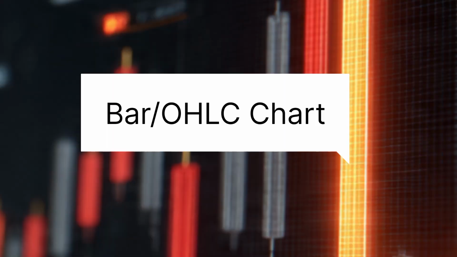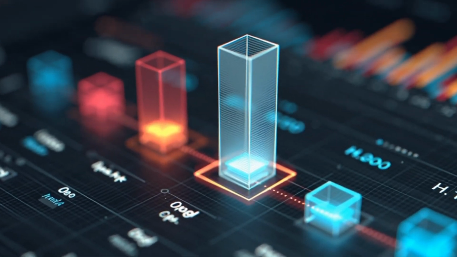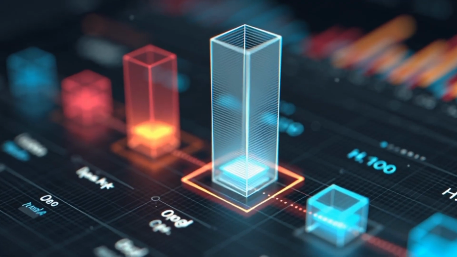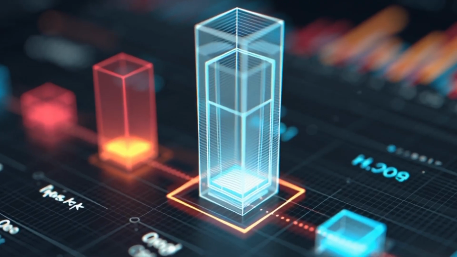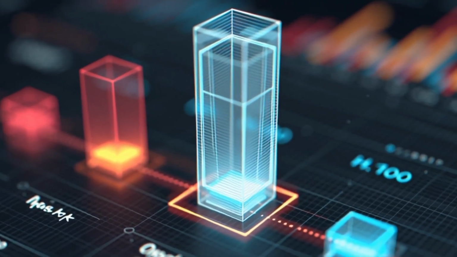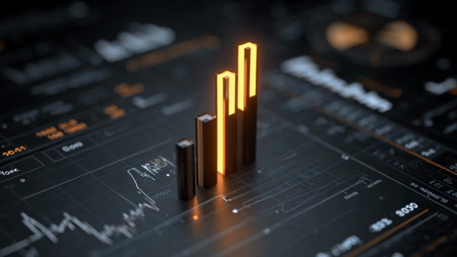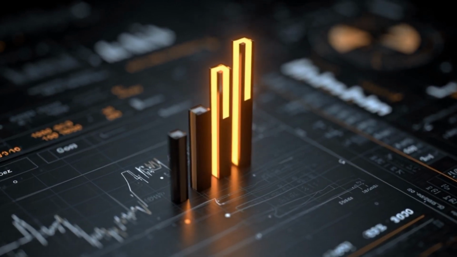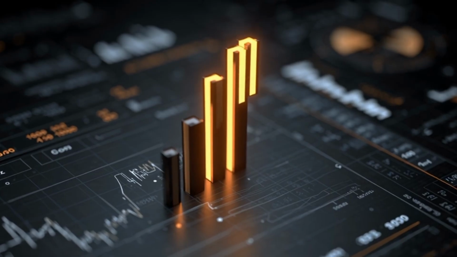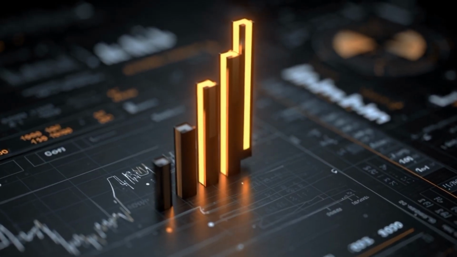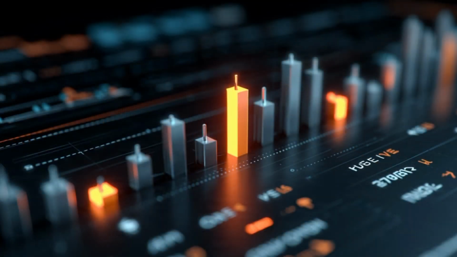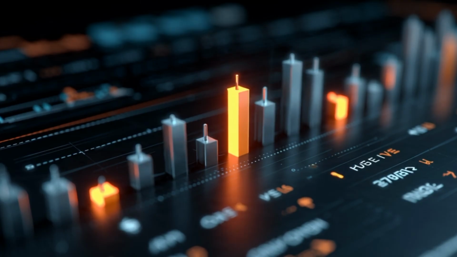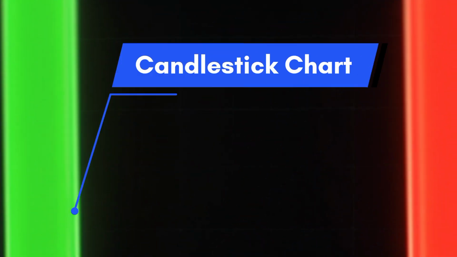Number 2 is bar or OHLC chart. A bar chart, also known as an OHLC chart, provides us with a lot more information than a line chart. The trading activity for a single day is represented by each vertical bar. The highest price the stock hit that day is shown at the top of the bar, and the lowest price is shown at the bottom. The opening price is indicated by the small notch on the left, and the closing price is indicated by the notch on the right. Thus, you can see the entire range of prices for that time period with a single glance.